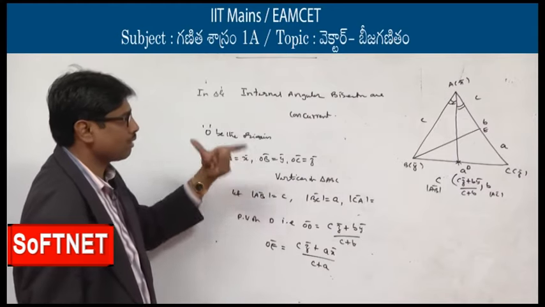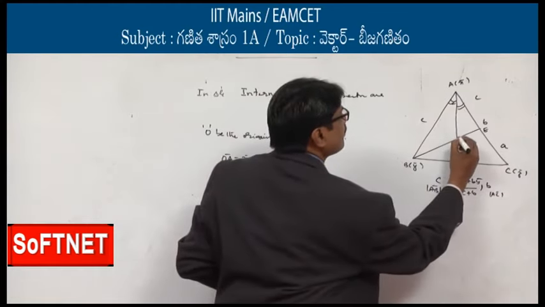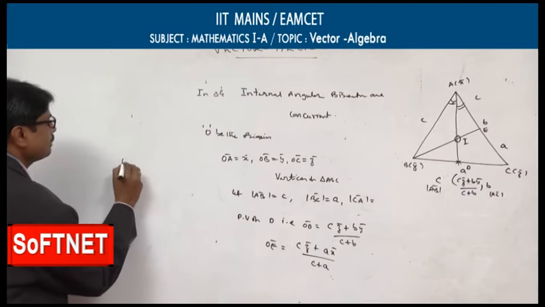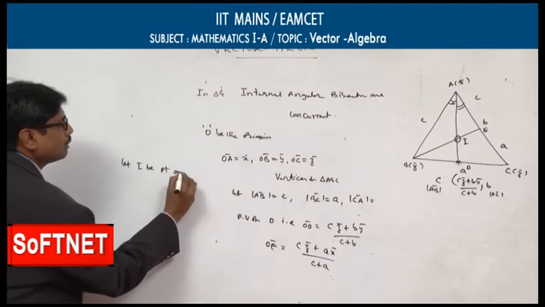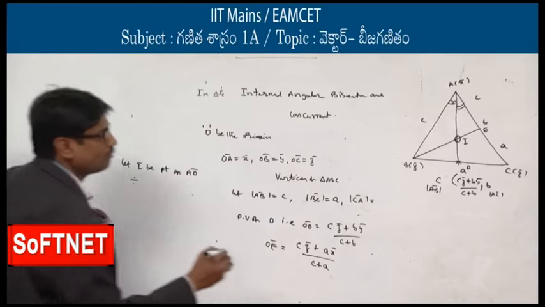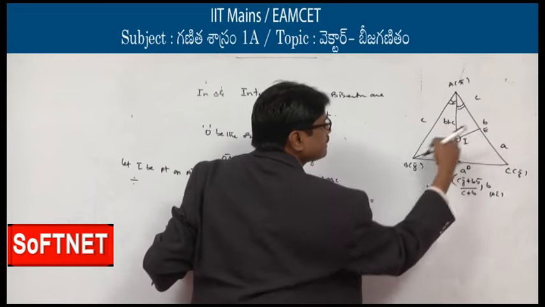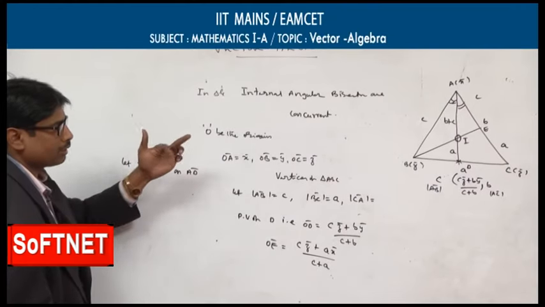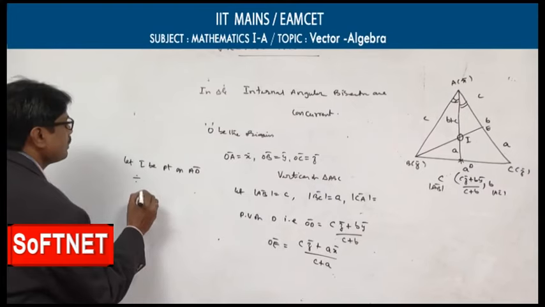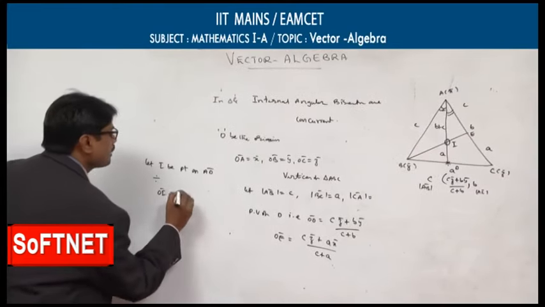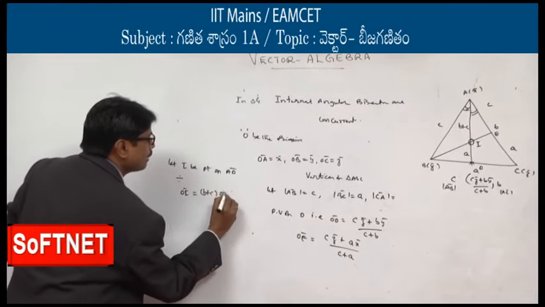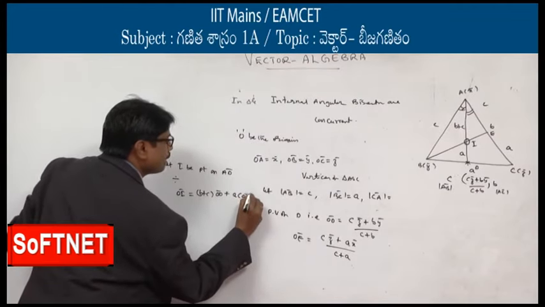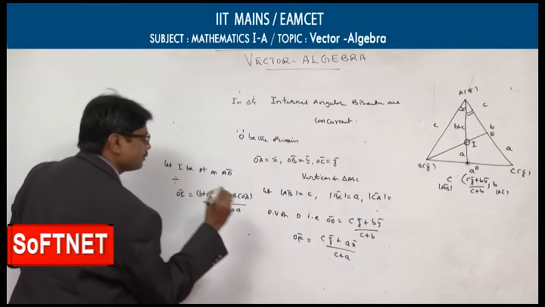Now to prove they are concurrent, I want to take one point I. Let I be a point on AD bar which divides it in the ratio of B plus C to A. So OI bar will be equal to B plus C times OD bar plus A times OA bar, divided by B plus C plus A.